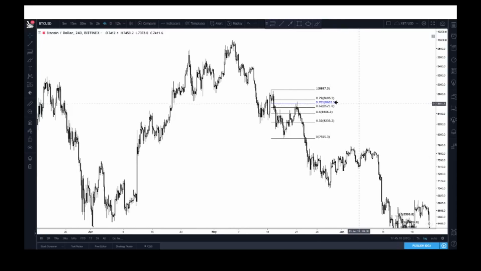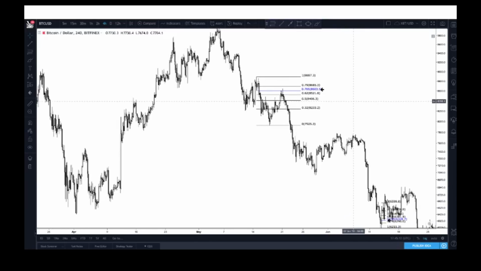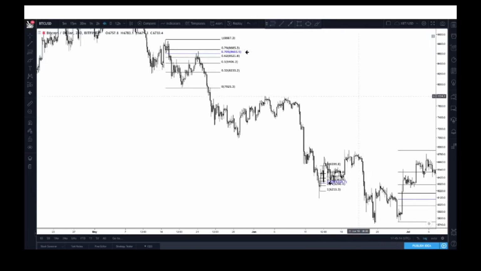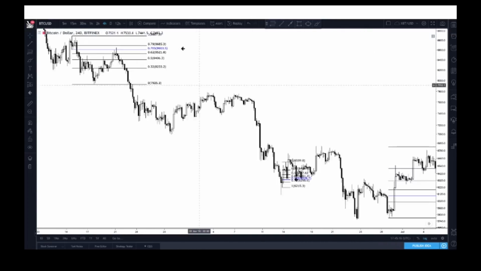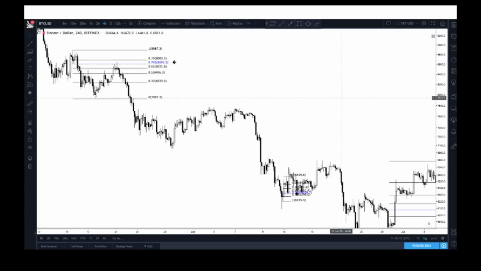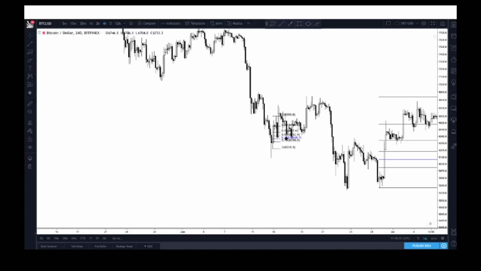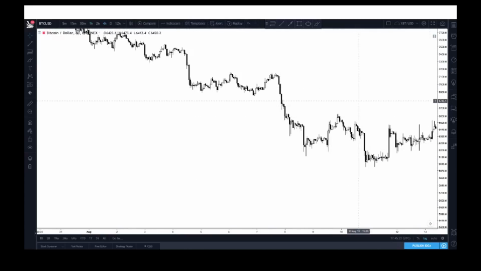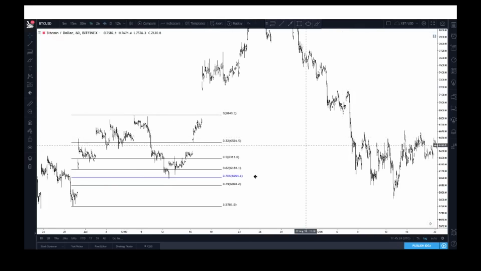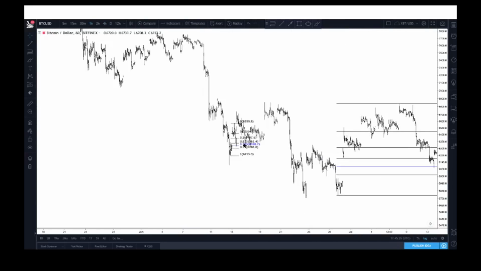I traded it myself at this time, and there were a few others as well. I pulled these all up because I remember trading them. There's more examples on different assets like ETH and things like that. I can pull up some examples later, but right now we're just going to be focusing on Bitcoin.